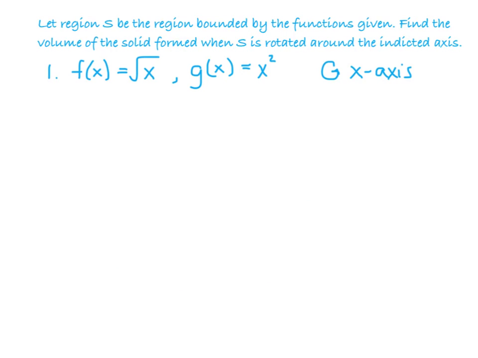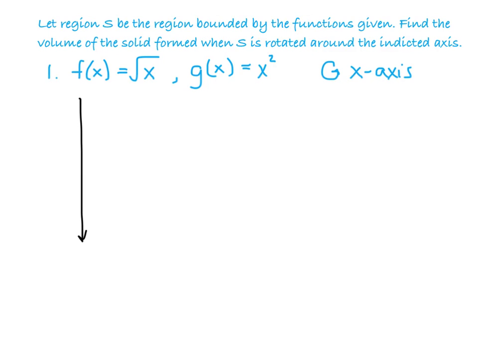As we look at our first question here, the directions say, let region S be the region bounded by the functions given. Find the volume of the solid formed when S is rotated around the indicated axis. So we are going to graph these two functions, f of x and g of x, and you can see that our first axis of rotation is the x-axis. We're actually going to work with these same two functions, the square root of x and x squared, for the next several problems. That way we keep the same picture, but we're going to change our axis of rotation.